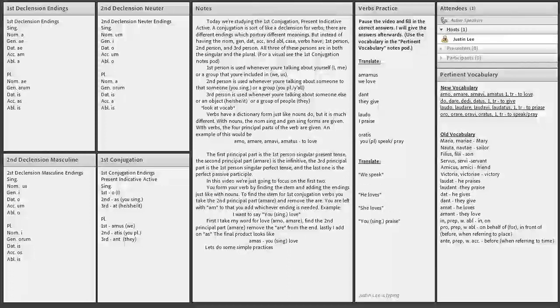All right, next for the English to Latin, we have we speak. That is translated as oramus. He loves is translated as amat. She loves is also translated as amat. It's kind of a trick question. And then you singular praise will be laudas.